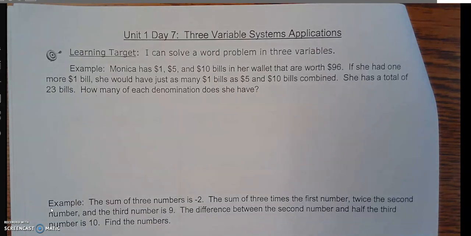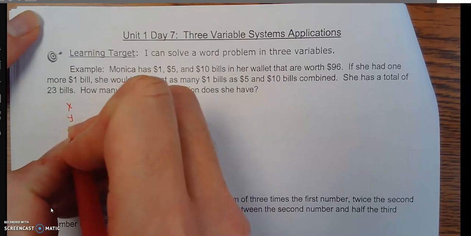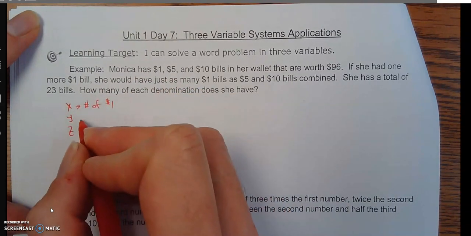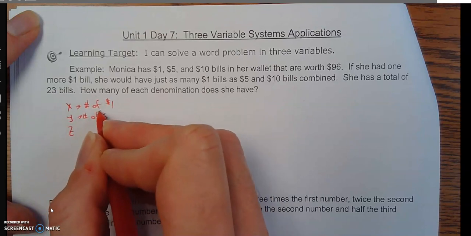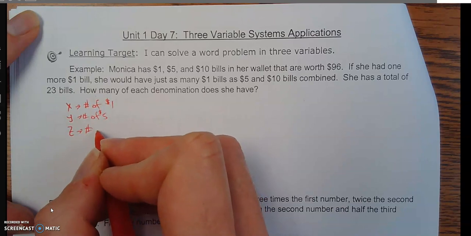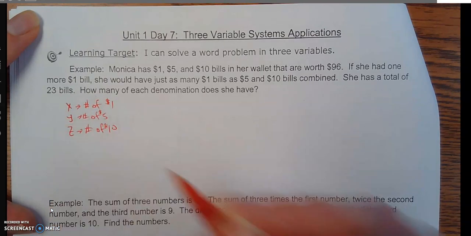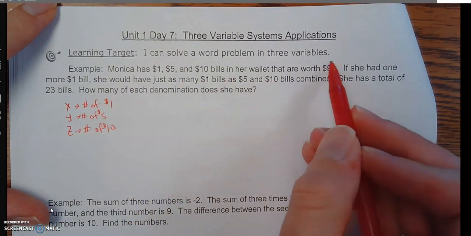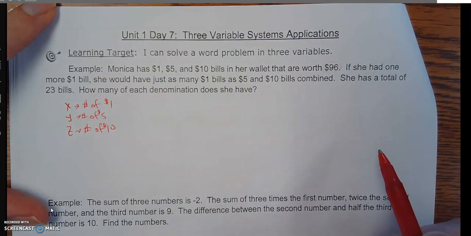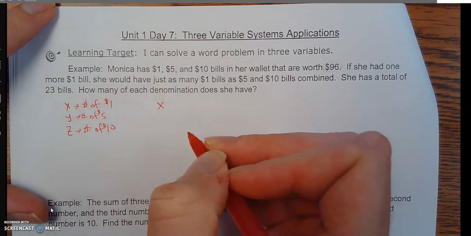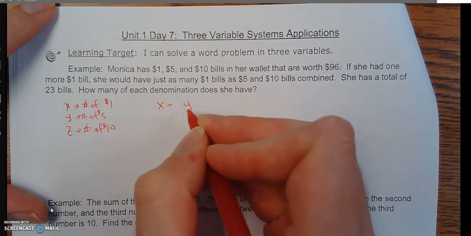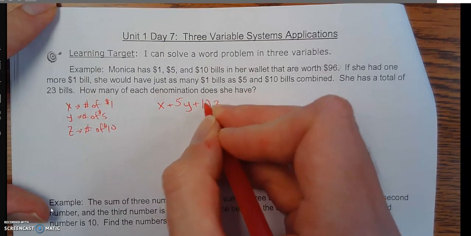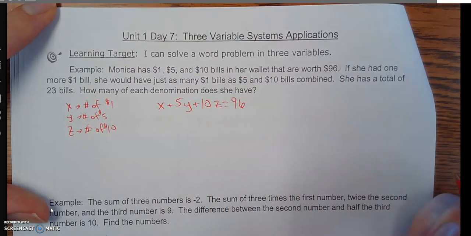Okay, so first off, let's label what we're going to call everything. If I'm going to use x, y, and z, then x is going to represent the number of $1 bills, y would be the number of $5 bills, and z would be the number of $10 bills. Just keep that in mind as we go here. Now it says that the worth is $96. Well, that's where we have to write it with worth. So the number of $1 bills times 1 plus the number of $5 bills times 5, because they're worth $5 each, plus the number of $10 bills times 10 would equal $96.